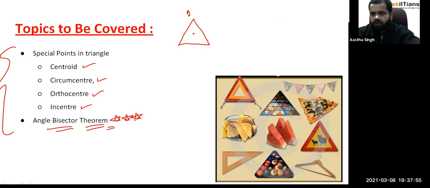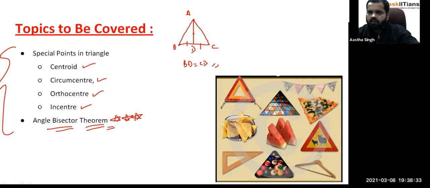Centroid. The triangle is ABC. You know what a median is? A median is a line drawn from a vertex to the opposite side, and it bisects the opposite side. Here AD is your median and it bisects the opposite side BC. That is, BD is equal to DC. AD is a median. A median is a line that bisects the other side.